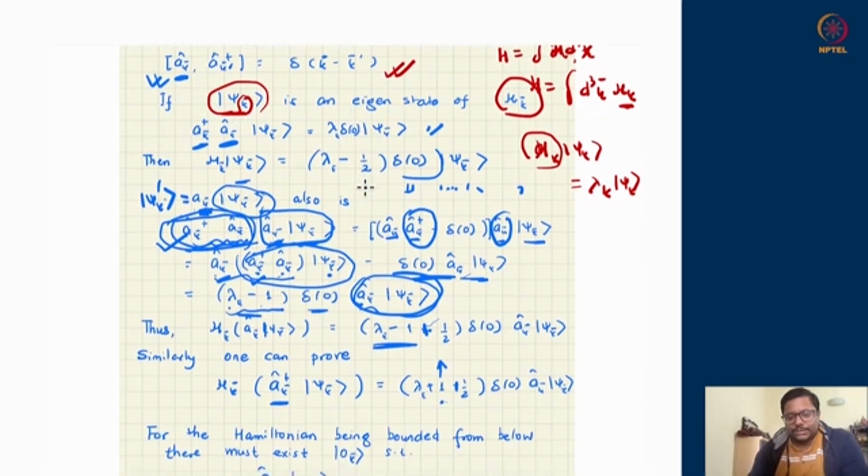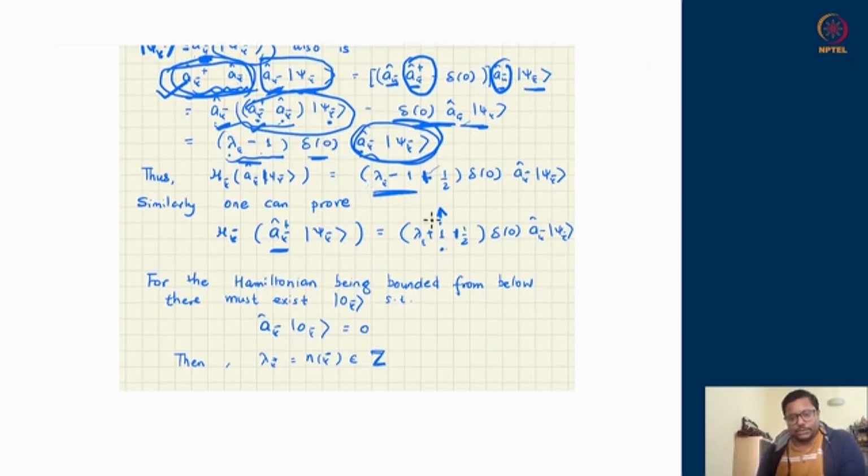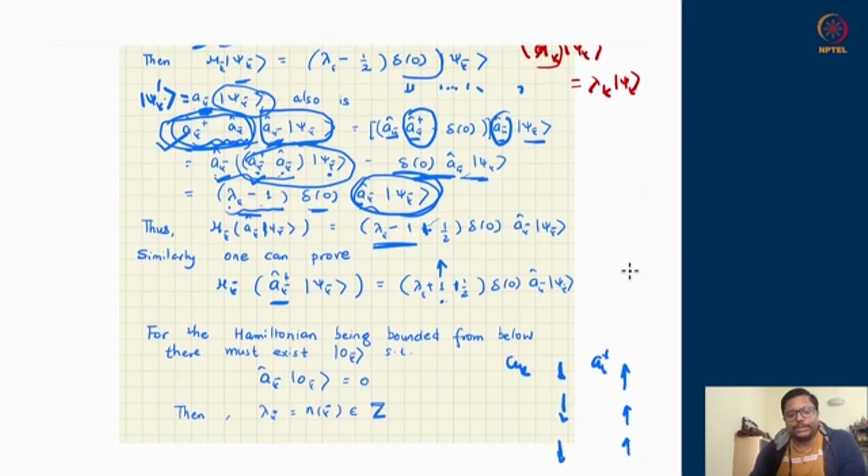So just to be consistent, I have redefined lambdas as lambda times delta 0. So you see, it doesn't matter. Ultimately, in this way, if I write, what happens? AKs take the states down by 1 unit. AK daggers take the states up by 1 unit. So for each K oscillator, AK and AK dagger indeed behave as raising and lowering operators, and everything of the harmonic oscillator comes true.